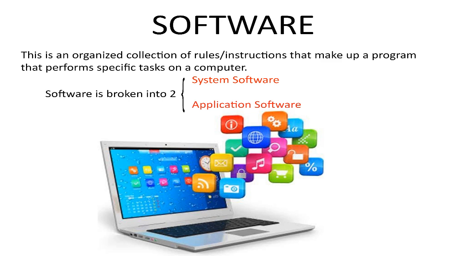And software is broken into two main parts: the system software and the application software. The system software is the OS, for example Microsoft Windows. It does the work of controlling the hardware components. We have the application software, which are the apps. These are the apps that are installed inside the computer.